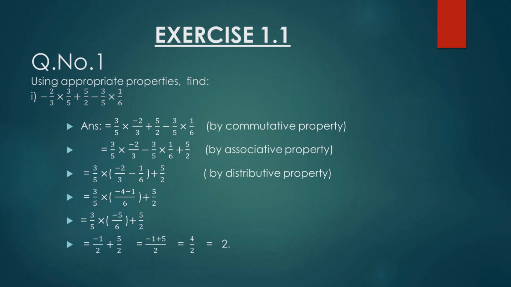There 3 and 6 are the denominators, so we have to take the LCM, that is 6. Numerator: minus 2 into 2 means minus 4, then minus 1 upon 6. So the next step we get 3 upon 5 into minus 5 upon 6 plus 5 upon 2. Then 3 upon 5 into minus 5 upon 6 is minus 1 upon 2, plus 5 upon 2. Here the denominators are the same, so you can add the numerators. Minus 1 plus 5 is equal to 4 upon 2. So the answer is 2.